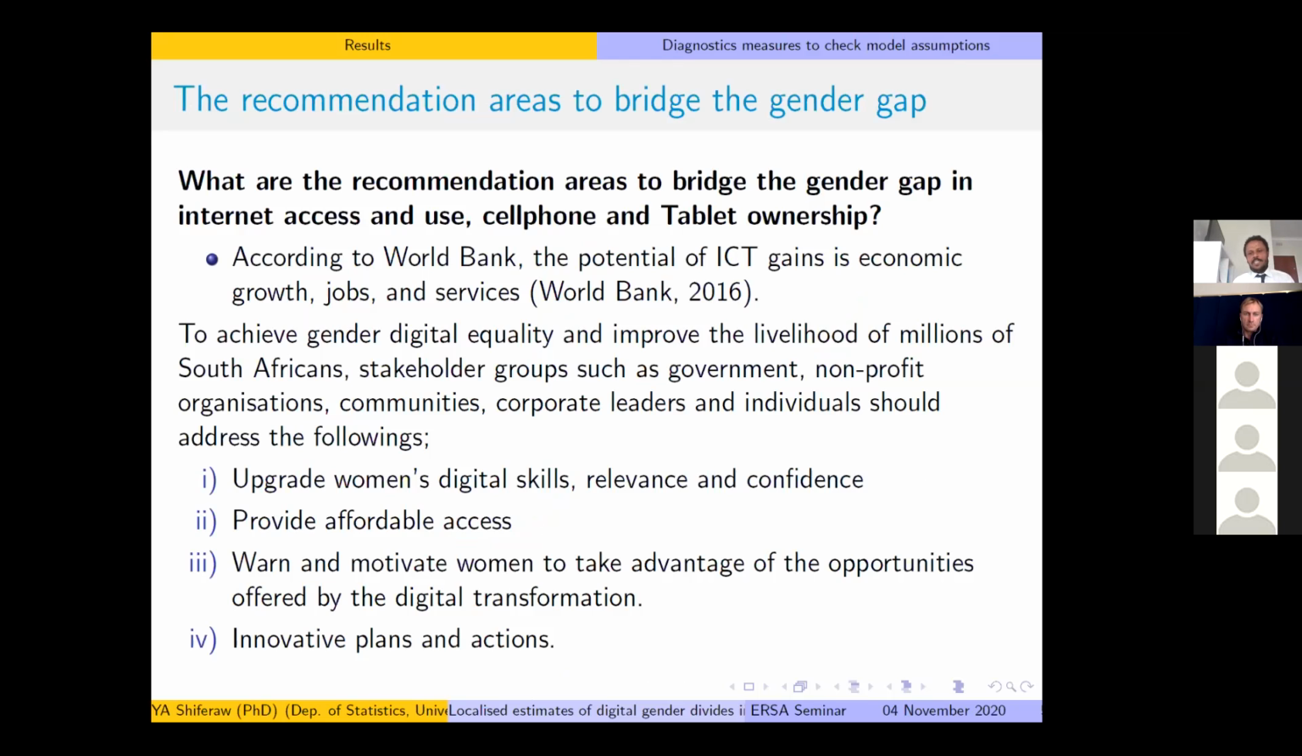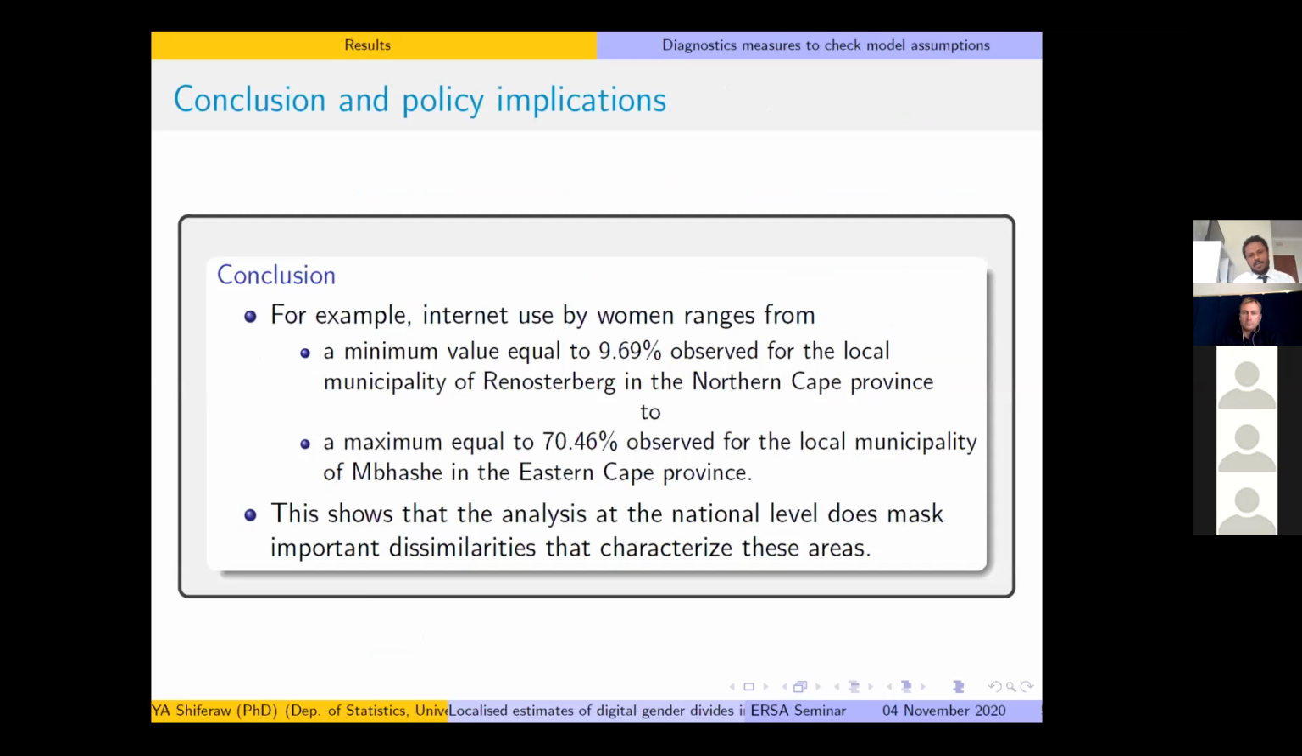What are the recommendation areas to bridge the gender gap in internet access and use and cell phone and tablet ownership? I was just checking the World Bank ICT report, and the potential of ICT gains is economic growth, jobs, and services. To achieve gender digital equality and improve the livelihoods of millions of South Africans, stakeholder groups such as government, non-profit organizations, communities, corporate leaders, and individuals should address the following: upgrade women's digital skills, relevance and confidence, provide affordable access, and motivate women to take advantage of the opportunities offered by the digital transformation, through innovative plans and actions.